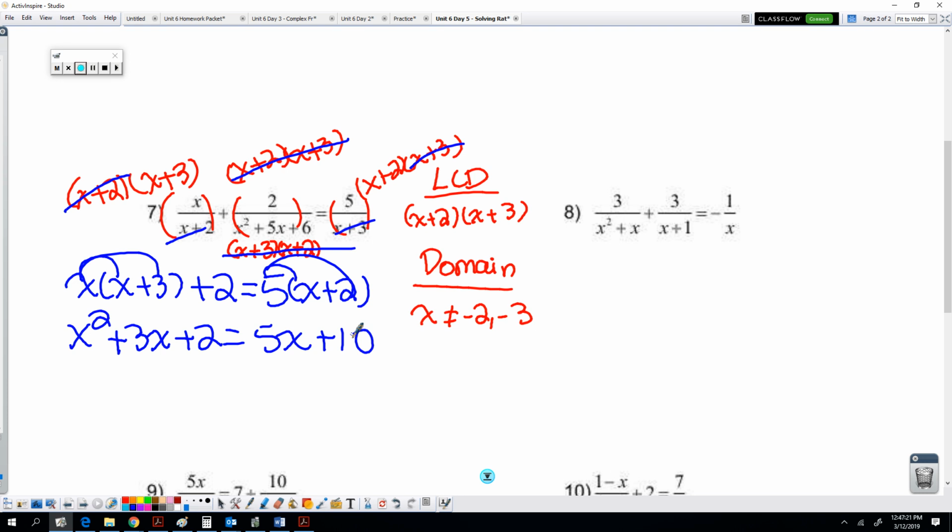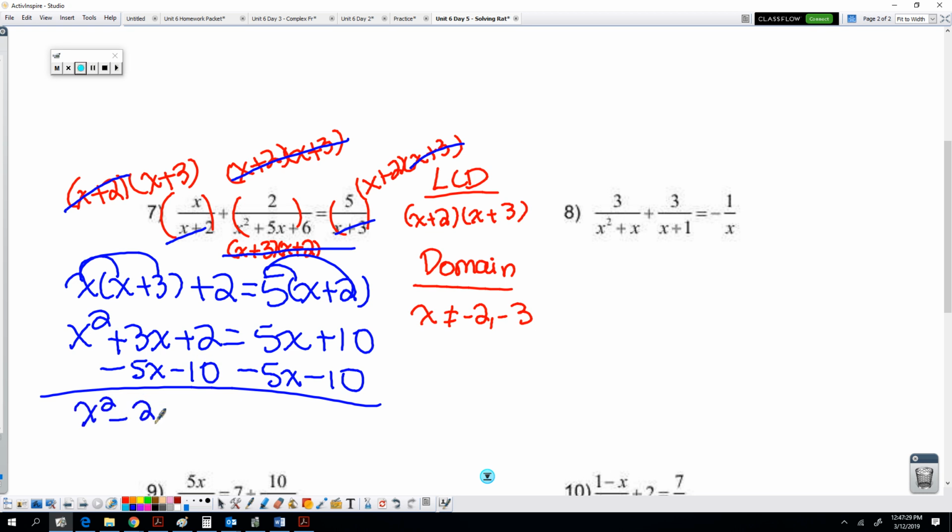And now what we're going to do is subtract 5x and 10, because you got to get one side equal to 0. I see an x squared. So x squared minus 2x minus 8 is equal to 0. Factor. Set each factor equal to 0 and solve.